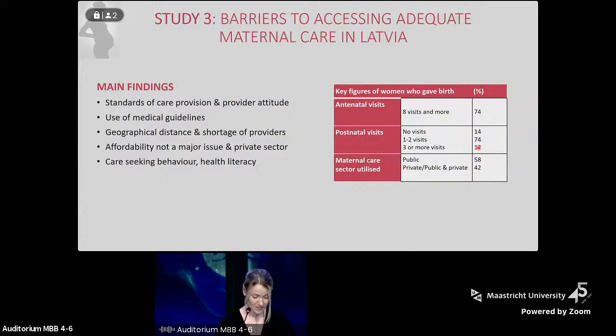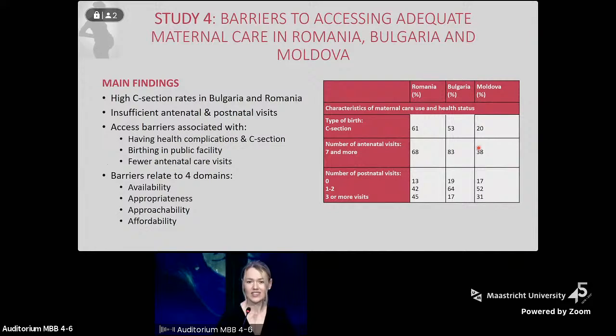The study in Romania, Bulgaria, and Moldova revealed extremely high rates of cesarean sections, especially in Bulgaria with 53% and Romania with 61%. There was also an insufficient number of antenatal care visits received, especially in Moldova, 38%, and postnatal care visits, especially in Bulgaria, with 17% of women receiving 3 or more visits. Women in all these 3 countries who were having health complications during the maternal period, who gave birth through C-section, who birthed in a public facility, and who had fewer antenatal care visits, were more likely to experience access barriers to adequate maternal care. And these barriers were related to 4 domains: availability, appropriateness, approachability, and affordability.